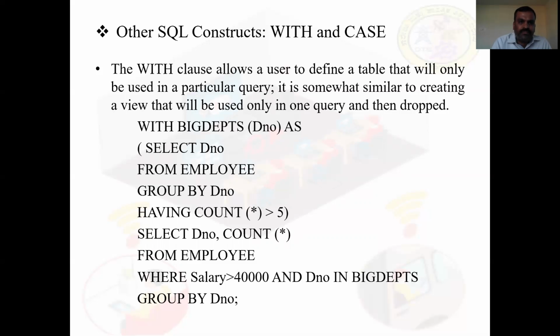For example, with big departments, department number as select department number from employee group by department number having count of star greater than 5. Then select department number, count of star from employee where salary greater than 40,000 and department number in big departments, group by department number.